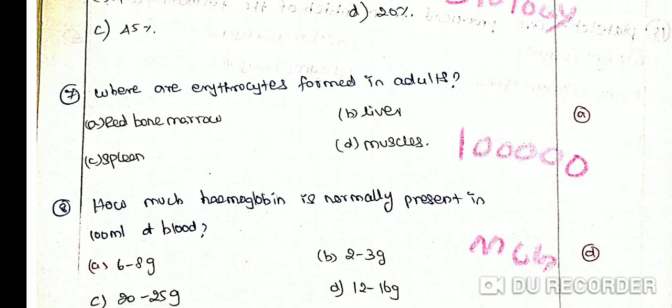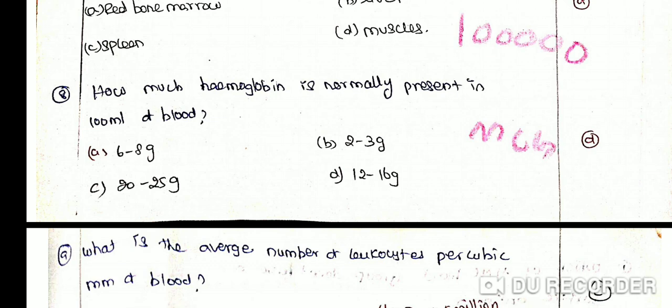Where are the erythrocytes formed in adults? Option A red bone marrow, option B liver, option C spleen, option D muscles. The correct answer is option A, red bone marrow. Erythrocytes are also known as red blood cells or RBCs. In adults, erythrocytes are formed in the red bone marrow. They are formed from hematopoietic stem cells via a process known as erythropoiesis.